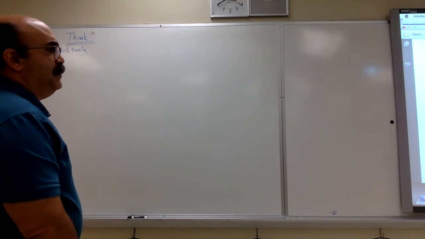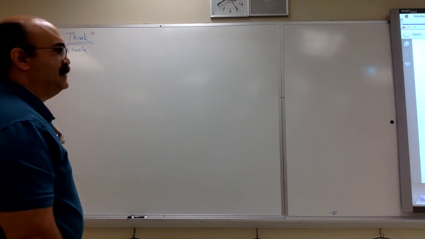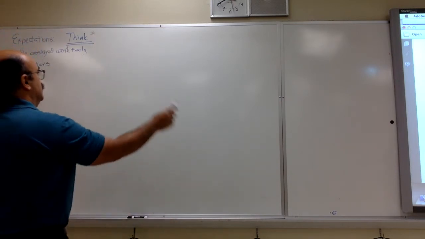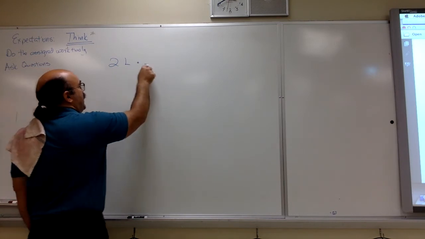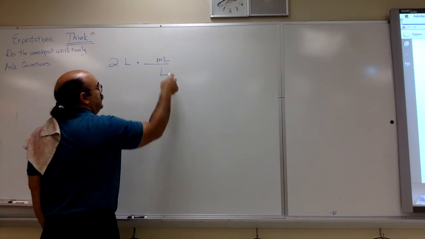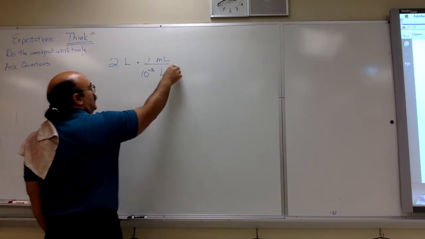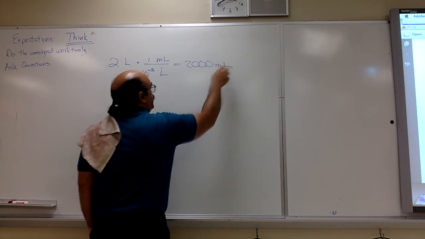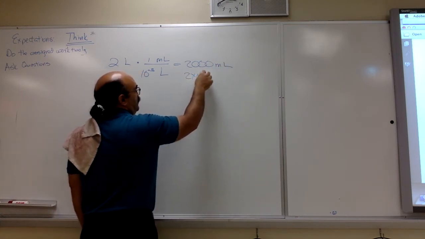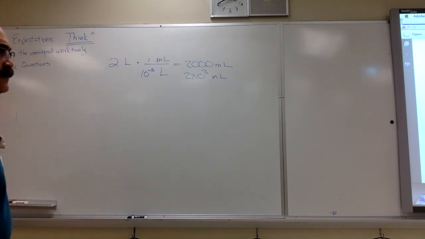Okay, for a party, you bought a 2-liter bottle of cola. Part A says convert to milliliters. So I have 2 liters times the factor. I want milliliters as my answer. Liters goes in the denominator, cross cancel. This is 10 to the minus 3. This is 1. I get 2,000 milliliters, or 2 times 10 to the third milliliters. That would be part A for 6.